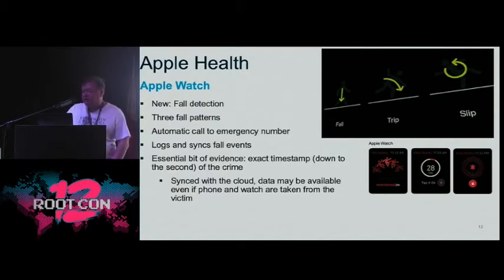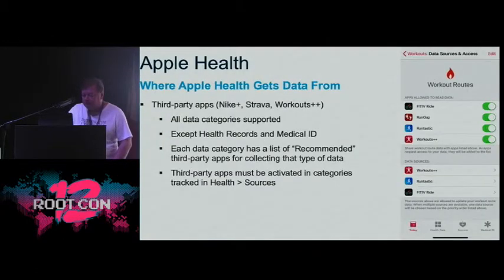Most of the data is synced to the cloud, and Apple Watch doesn't store much data itself. Most of the data is just uploaded to the iPhone and available only there, and from the iPhone it goes to the iCloud. About third-party applications, the most popular ones are Strava, Workouts++, Nike Plus, and there's quite a lot of them. Health records and medical ID, by the way, that kind of data is not synced with the cloud. And for every category of data, there is a list of recommended third-party applications.